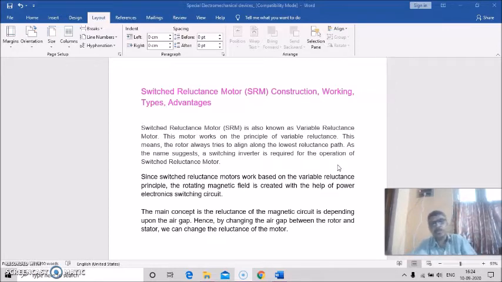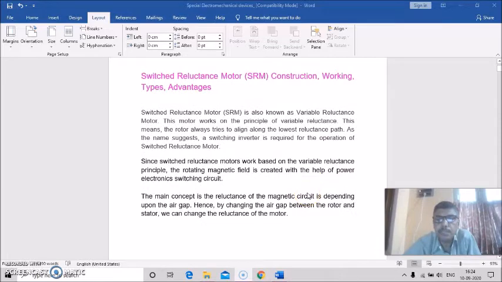Once again, this motor works on the principle of variable reluctance, and this means the rotor always tries to align along the lowest reluctance path, and as its name suggests, a switching inverter is required for the operation of switched reluctance motor. Since it works on the variable reluctance principle, the rotating magnetic field is created with the help of a power electronics switching circuit.